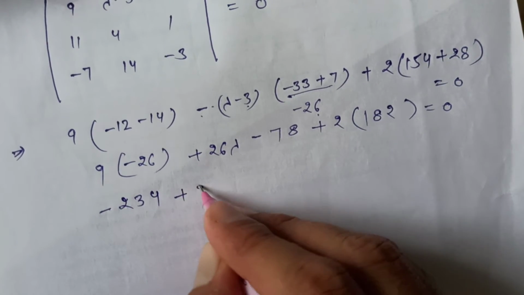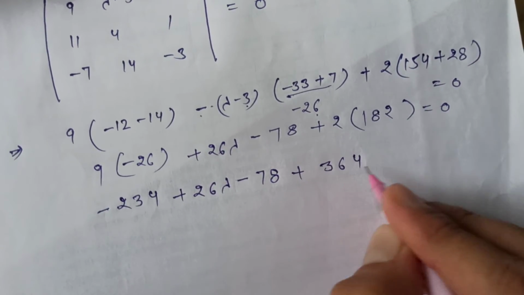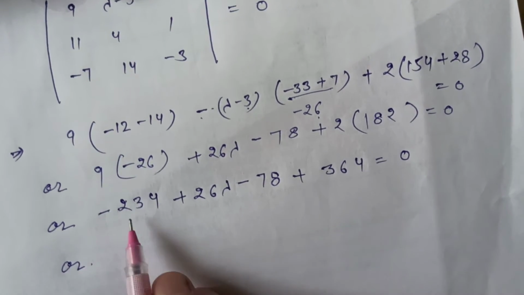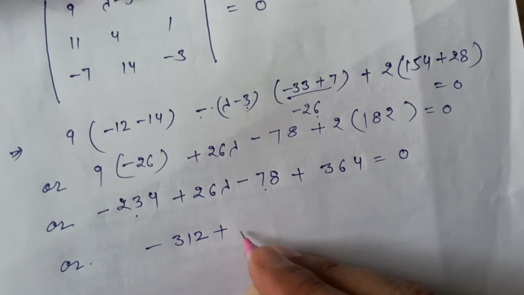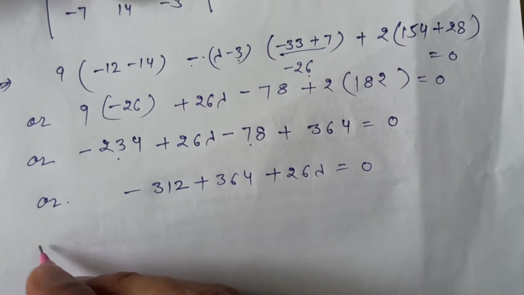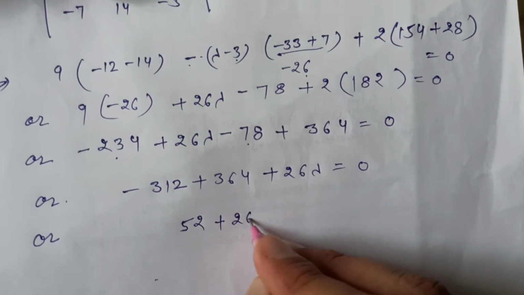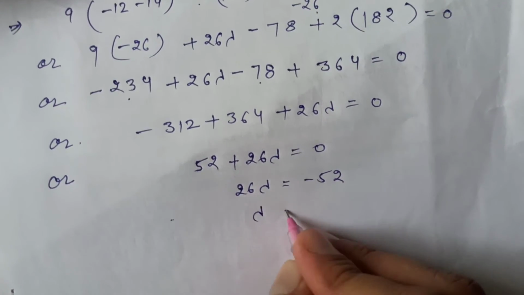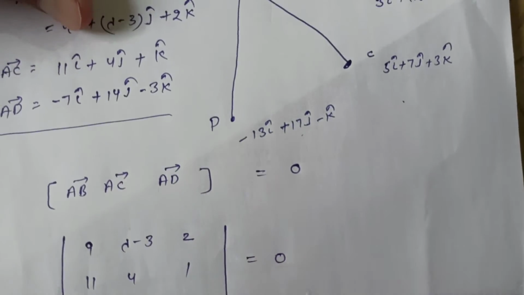Minus 234 plus 26 lambda minus 78 plus 364 is equal to 0, or minus 234 and 78, that is minus 312, plus 364 plus 26 lambda is equal to 0, or 52 plus 26 lambda is equal to 0, or 26 lambda is equal to minus of 52, or lambda is equal to minus of 2. So, for this value of lambda, the given points are coplanar.